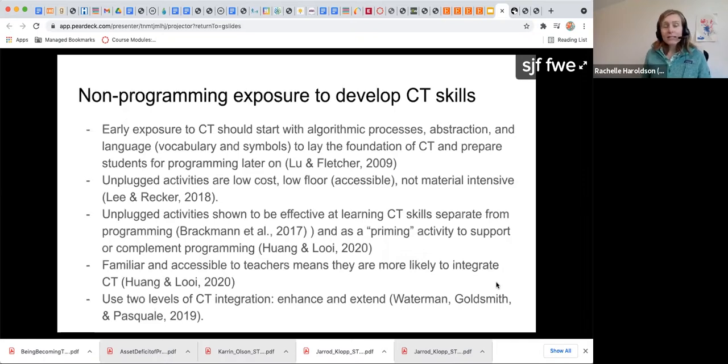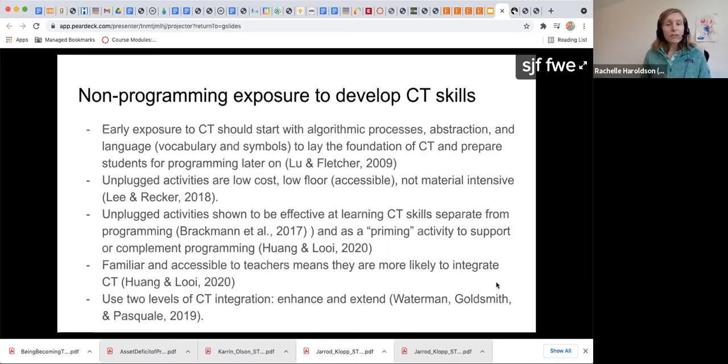We also want to use activities that are familiar and accessible to teachers, because if they're not familiar and accessible, they're not going to integrate the activities. And so that's something we really want to consider: making it so that teachers are going to go in and do these activities to help their students develop computational thinking skills.